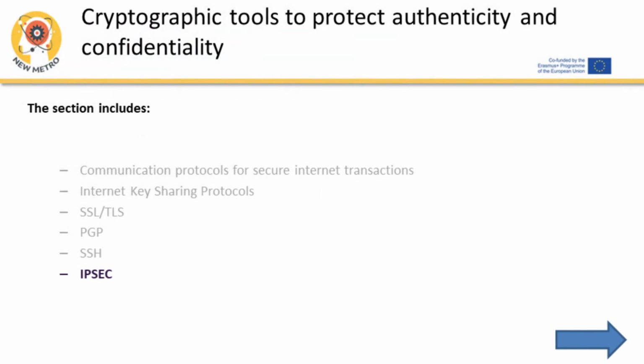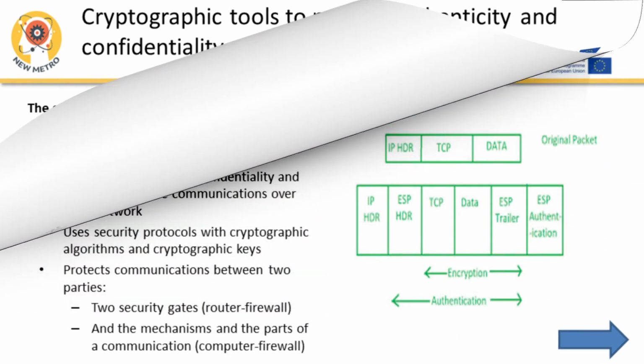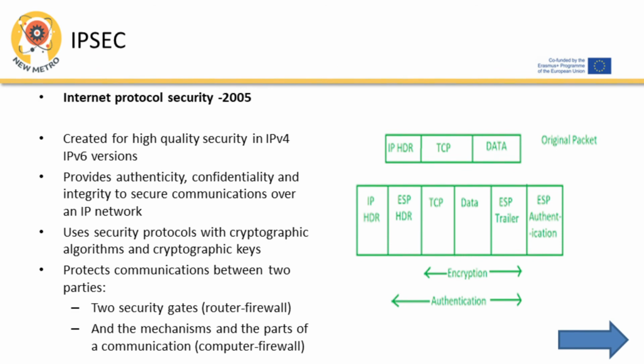Finally, we will refer to the IPsec cryptographic tool, Internet Protocol Security. Created for high-quality security in versions IPv4 and IPv6. Provides authenticity, confidentiality, and integrity to secure communications on an IP network. Uses security protocols with cryptographic algorithms and cryptographic keys. Protects communications between 2 parties: 2 security gateways, router firewall; or both mechanisms and parts of a communication, computer firewall.